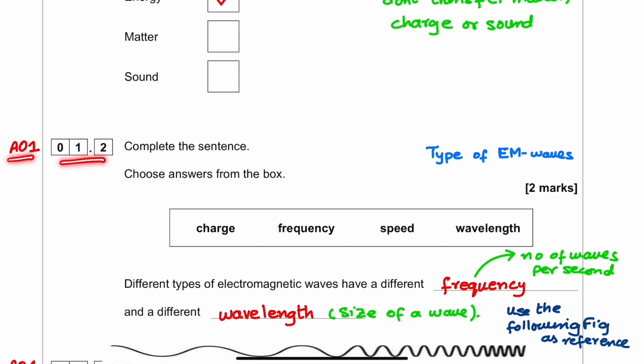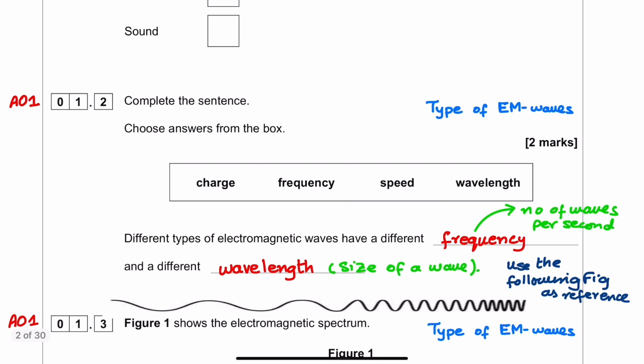1.2 is an A1 question. It is also a knowledge based question, and this question is again from the topic of type of electromagnetic waves. Complete the sentence. The options are given here. Different types of electromagnetic waves have different frequency. If we use the following diagram, we can see that this is the EM spectrum.